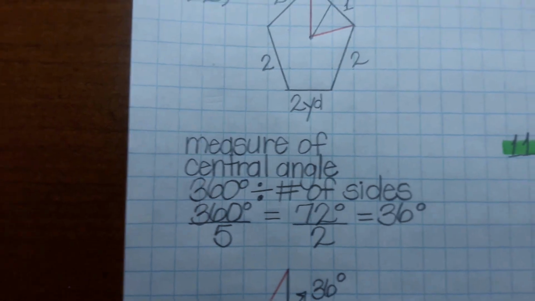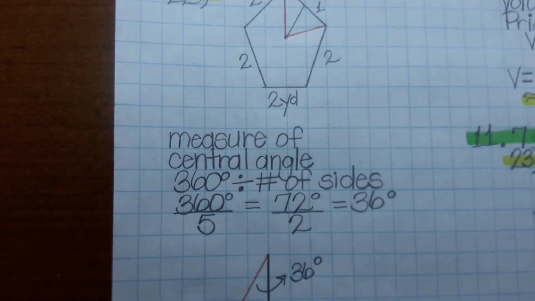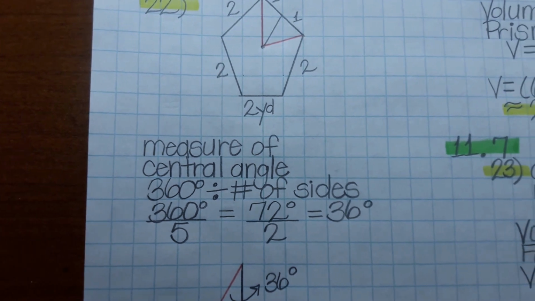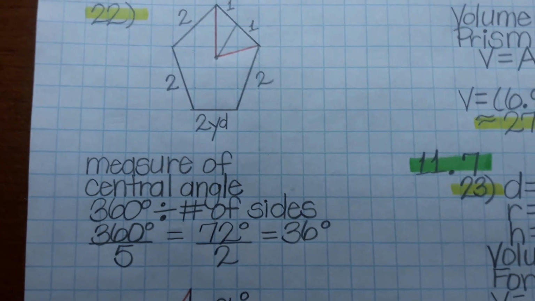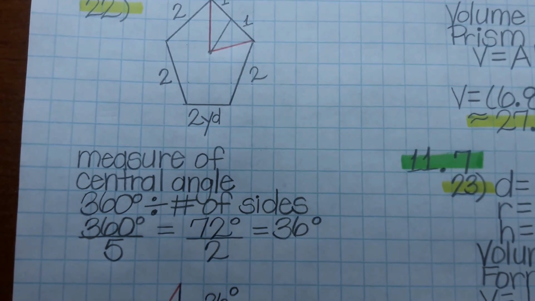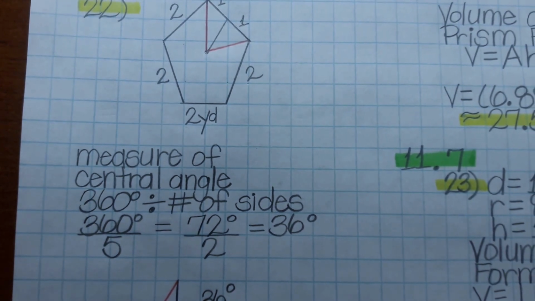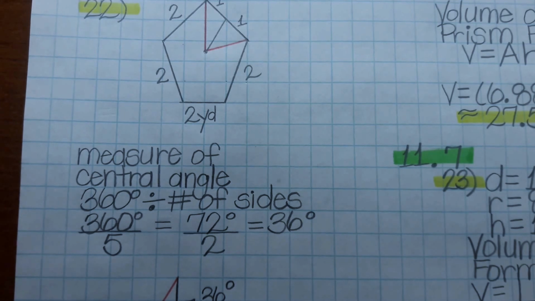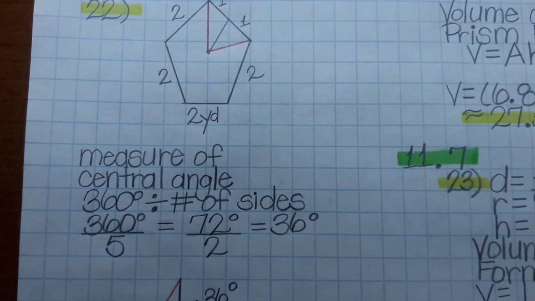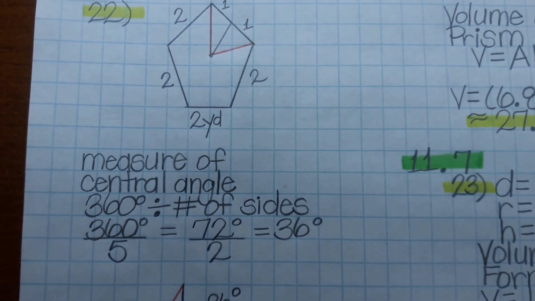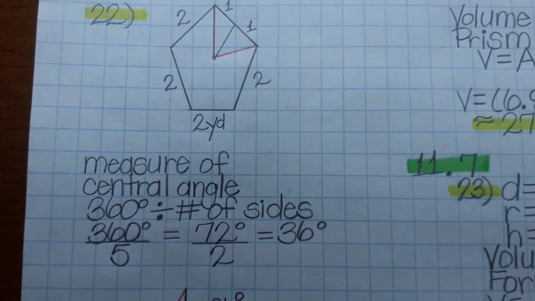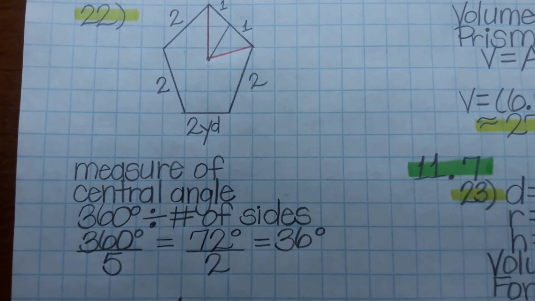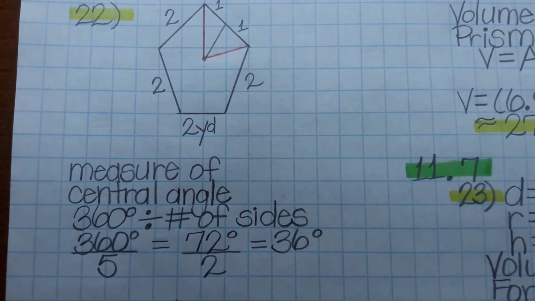Number 22. 22 is very similar to one of the examples that we completed on one of our previous sections. You have to remember SOHCAHTOA to do this one. We know SOHCAHTOA is sine opposite over hypotenuse, cosine adjacent over hypotenuse, and tangent opposite over adjacent. And we know that's just an acronym that's used to talk about the different trigonometric functions.